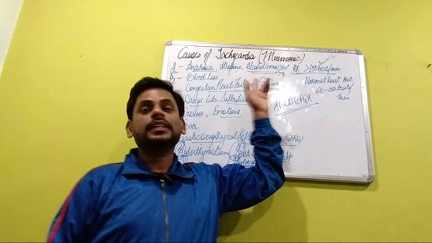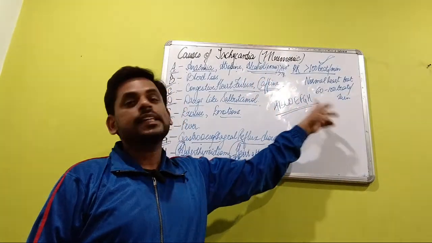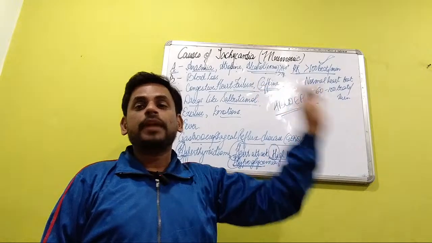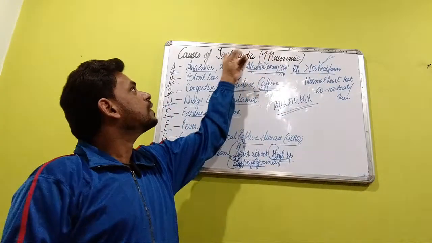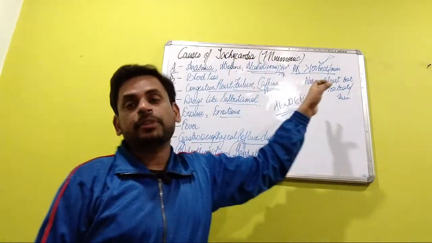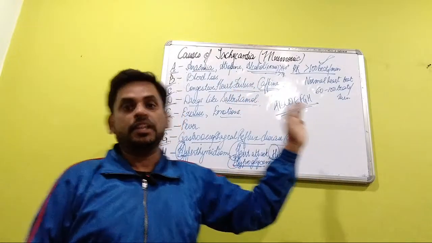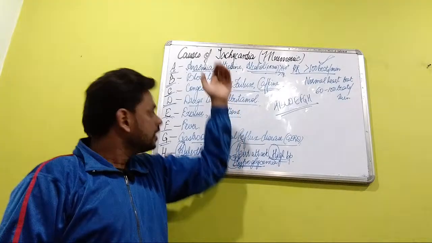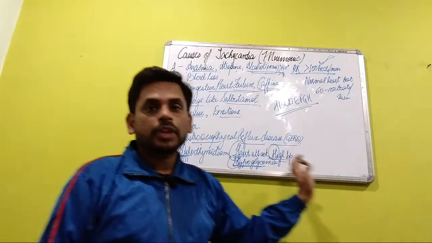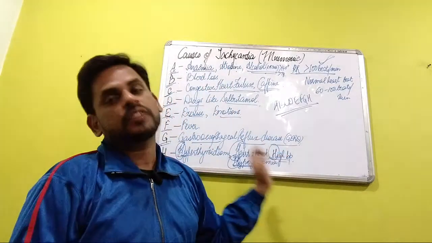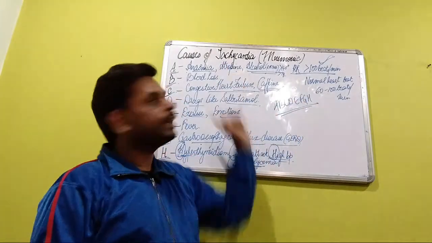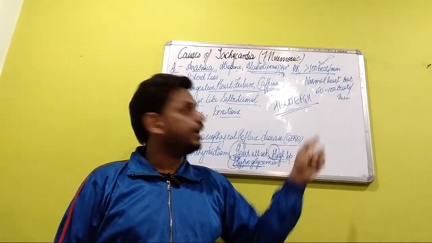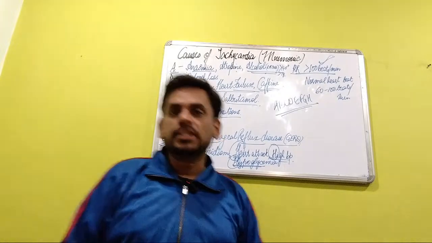Just by remembering this mnemonic, A, B, C, D, E, F, G, H, you can pen down in sequence the causes of tachycardia in the professional exams very easily. So A is referring to what, B is referring to what, C is referring to what. Just by remembering this, we can pen down in sequence all the causes of tachycardia just by remembering the mnemonic from A to H.